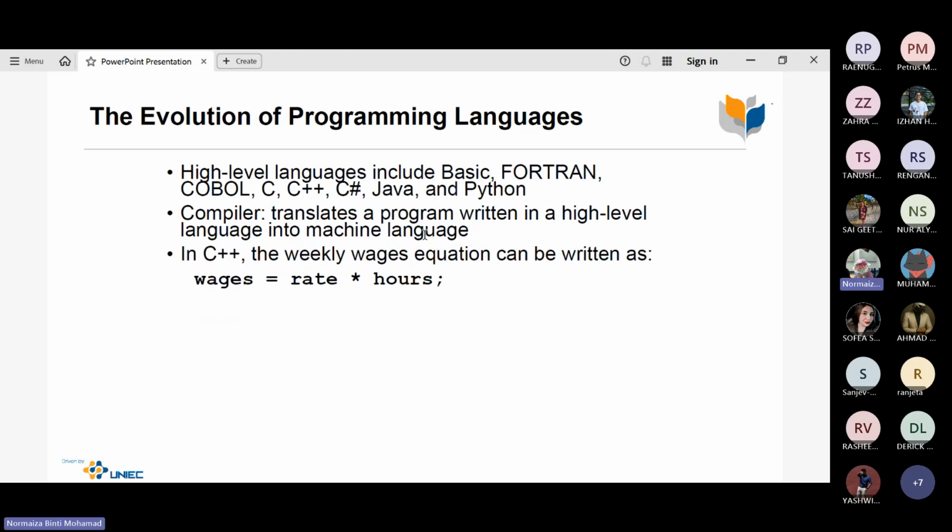So high level languages like Fortran, COBOL, C, C++, C Sharp, Java, and Python. We have a compiler. A compiler translates the program written in a high level language into machine language. In C++, the weekly wages equation can just be written as wages equals rate times hours. And don't forget the semicolon. Missing the semicolon is an error.